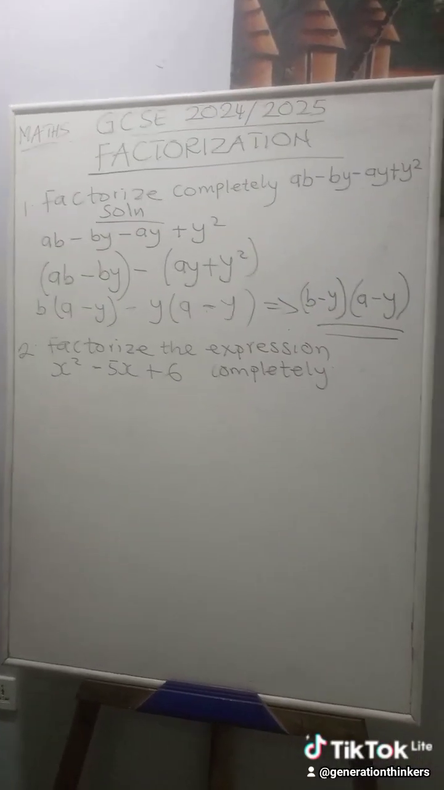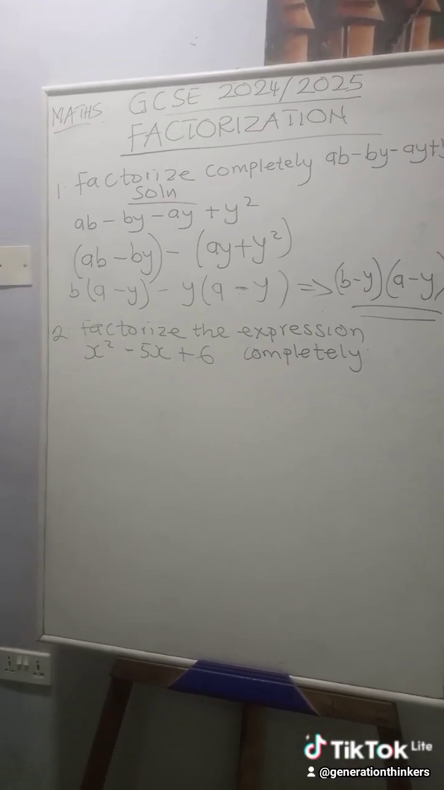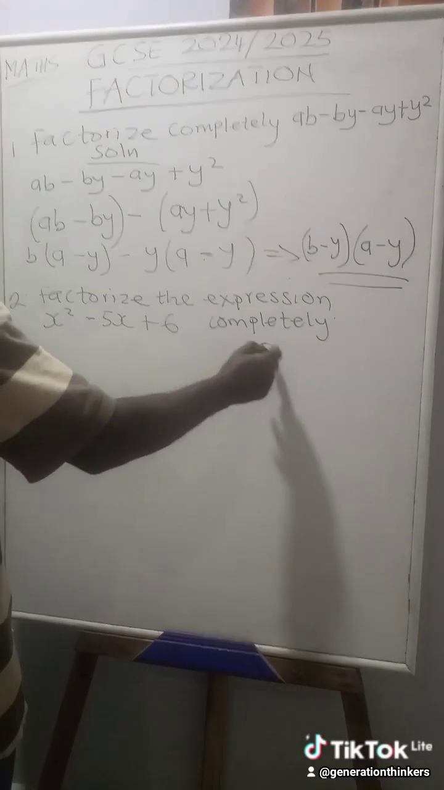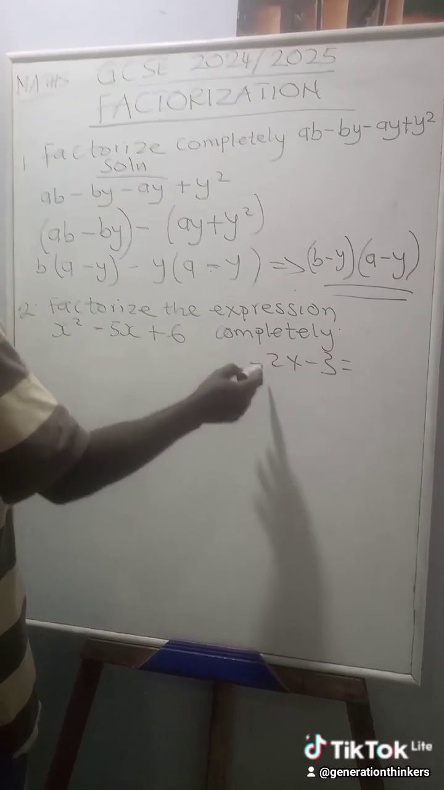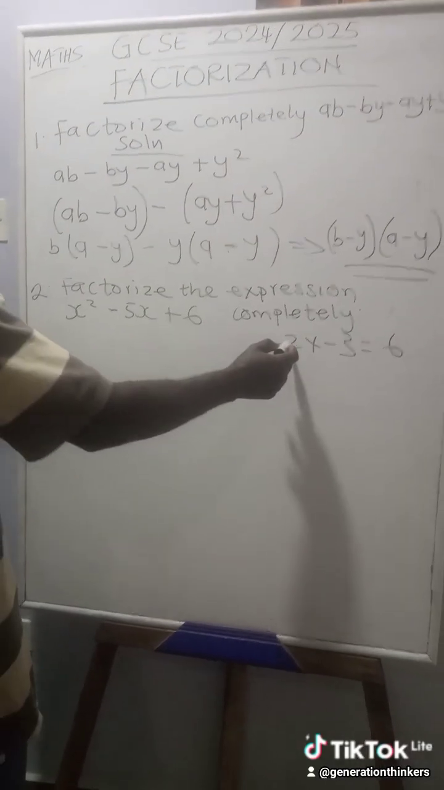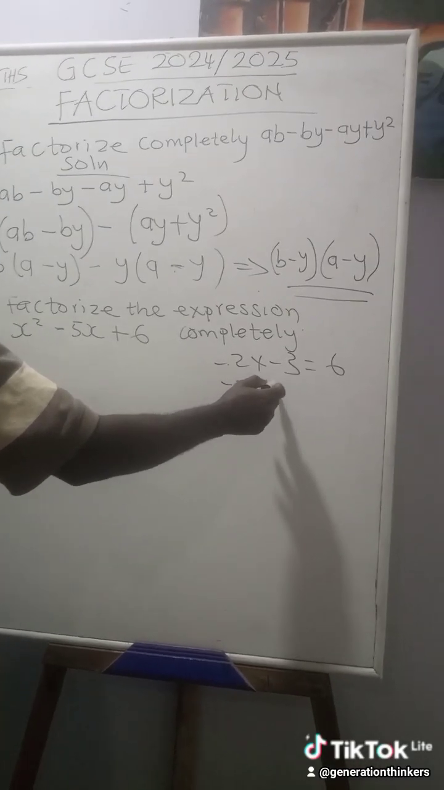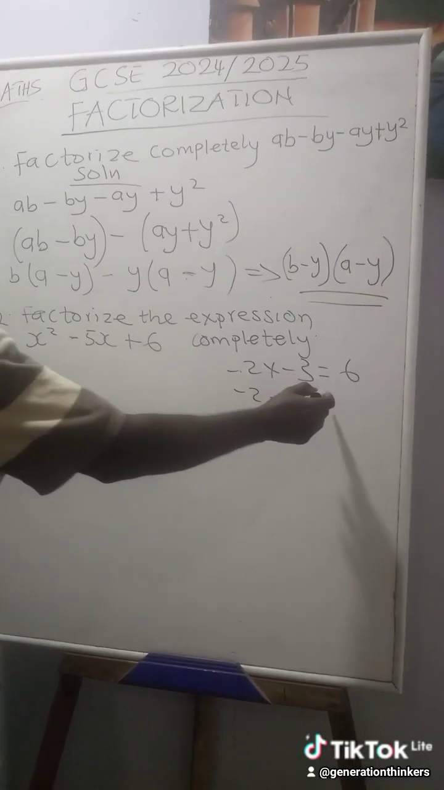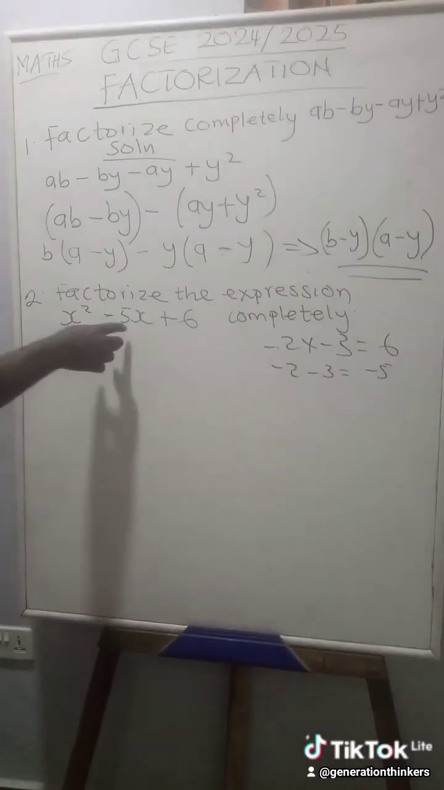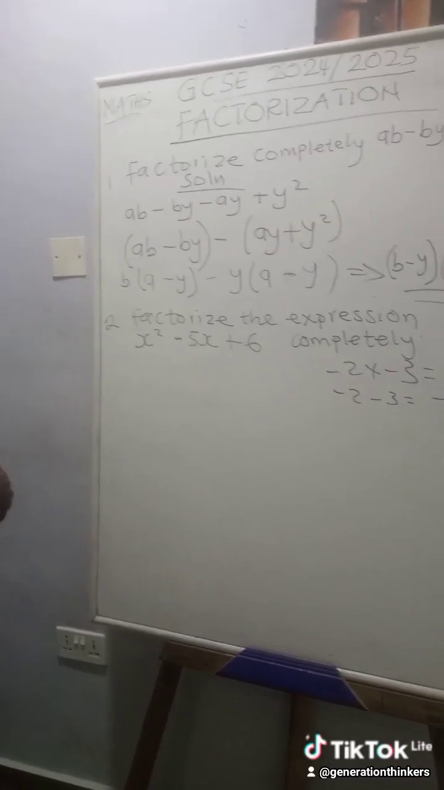We can use 1 and 6, but 1 and 6 cannot give us negative 5x. So we can use 2 and 3. So we can use negative 2 times negative 3. Negative 2 times negative 3 will give us positive 6. Then when you add negative 2 and negative 3 together, it will give us negative 5. Then we will replace the negative 5x by the factors negative 2 and negative 3.